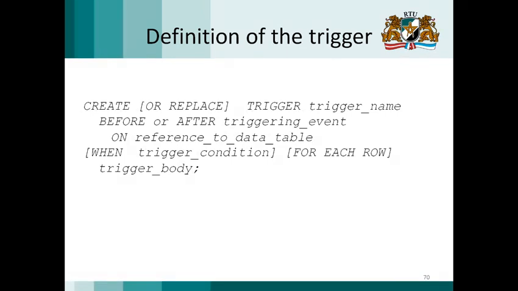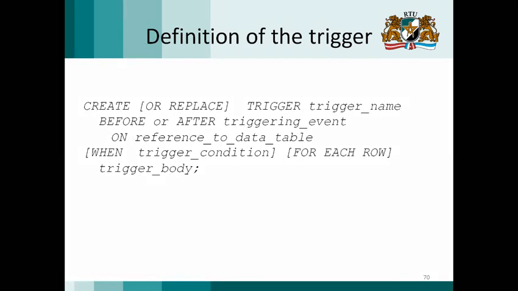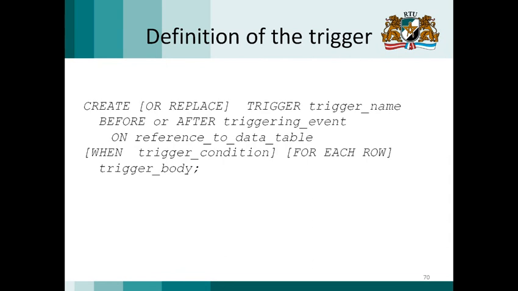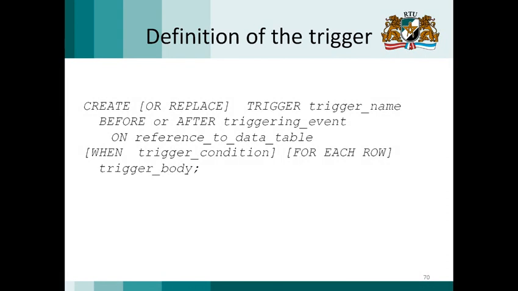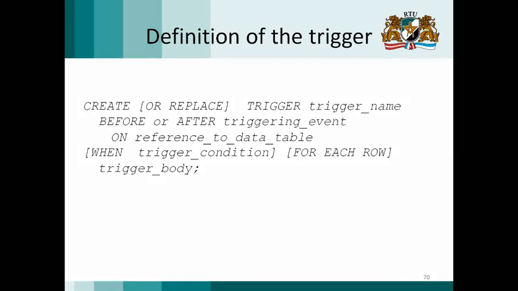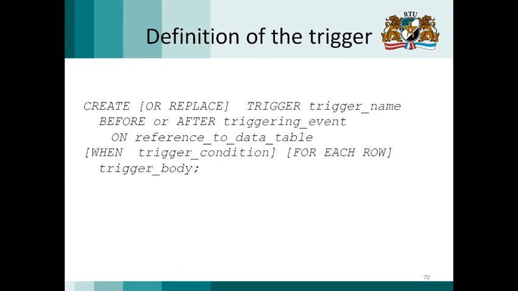And this is an example of this definition of the trigger. We can create or replace trigger. There is trigger name, before or after triggering event, when it will take place. We want to execute before, for example, some rows are added or after that. We also must reference some, for example, this data table or other object that it will relate to. There may be also some trigger condition when it is executed.